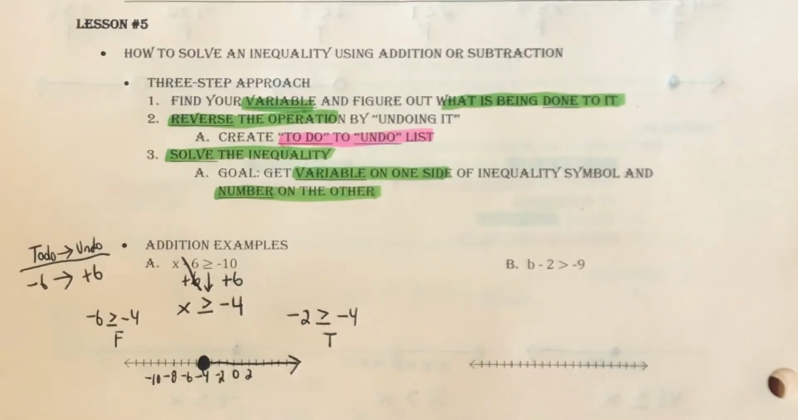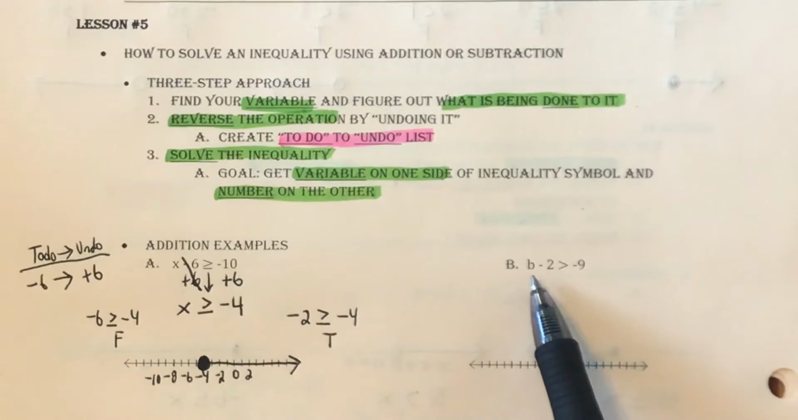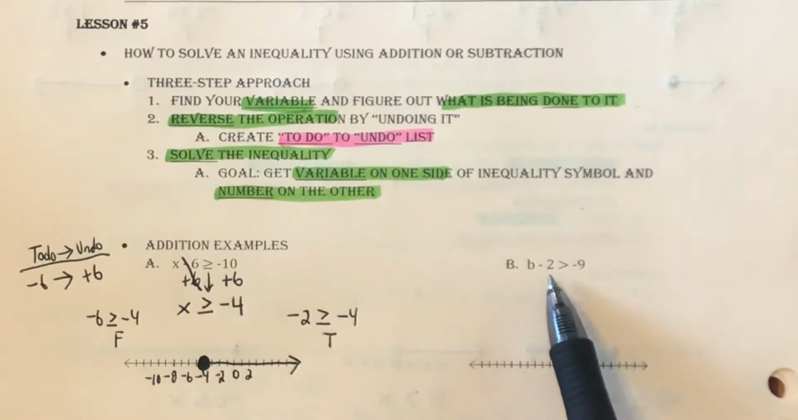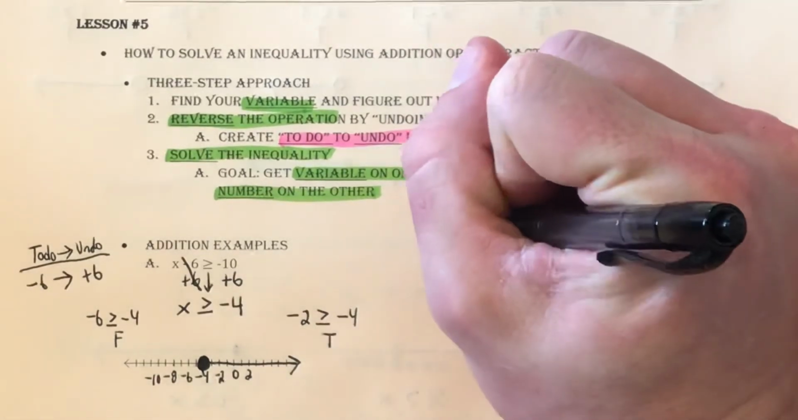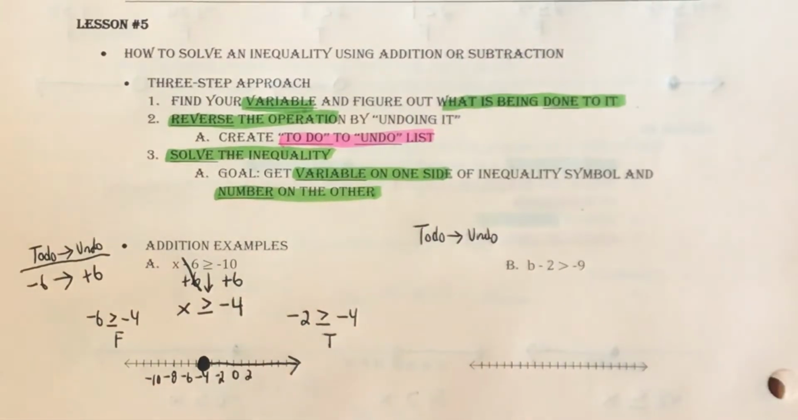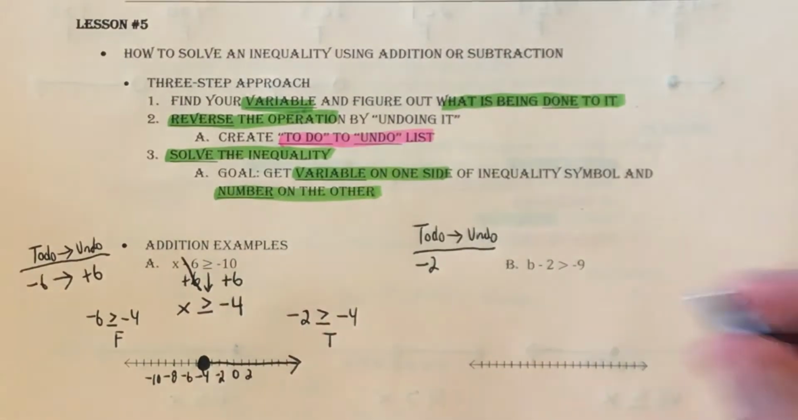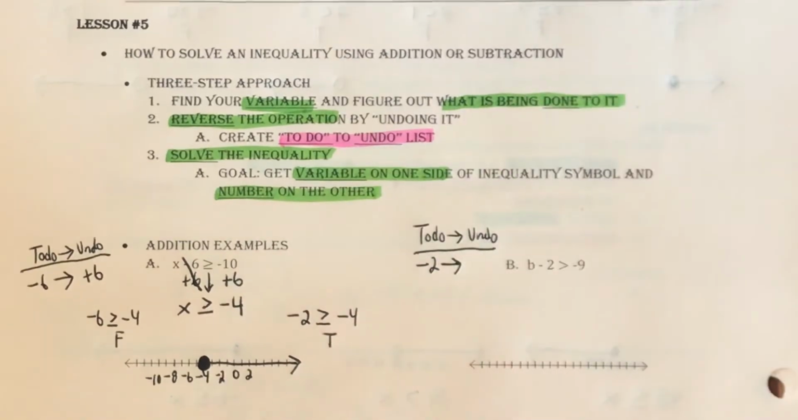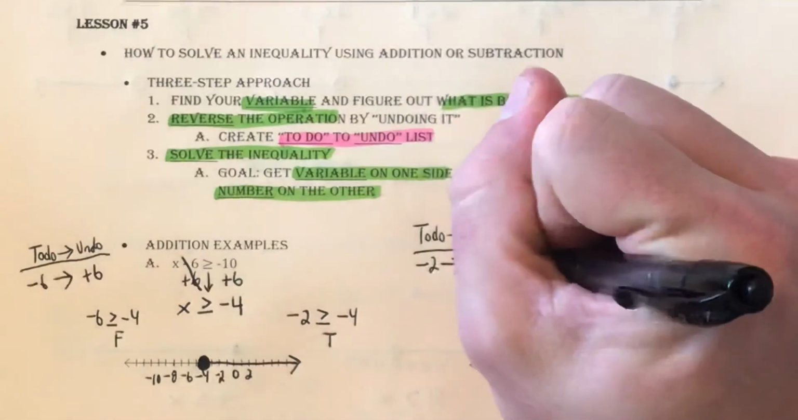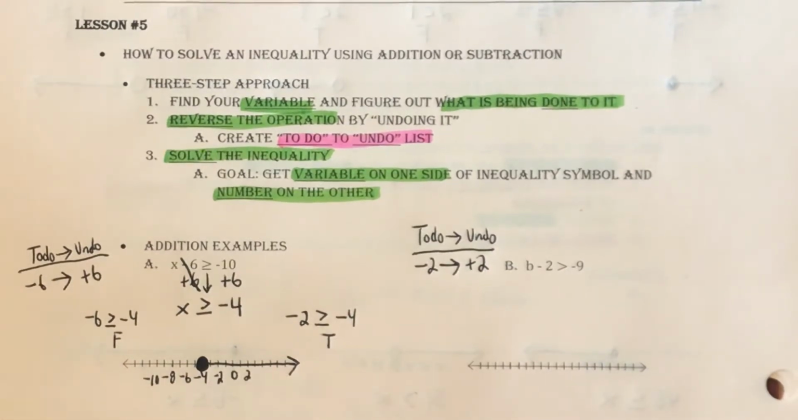So again, 3 steps. First thing we want to do is figure out where is my variable. So when I look at this inequality of b minus 2 is greater than -9, I see that this b is on the left side, all right, and it is being subtracted by 2. So if I came in here and I did my to-do to undo list, all right, I would have that they subtracted b by 2. Which means that I need to do the opposite of subtracting 2, which is to add 2. So the inverse operation of subtraction is addition. So there is my steps to solve.